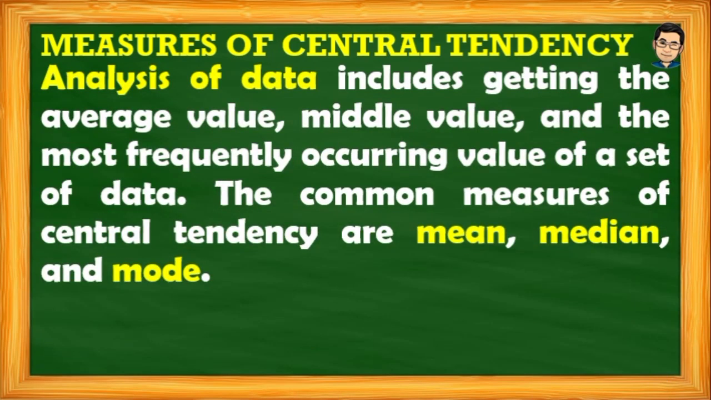Analysis of data includes getting the average value, middle value, and the most frequently occurring value of a set of data. The common measures of central tendency are mean, median, and mode. In data analysis, we get the average value, which is what we call the mean. The middle value, the one in the center, is what we call the median. And we also get which of our data occurs more than once. That is the mode.